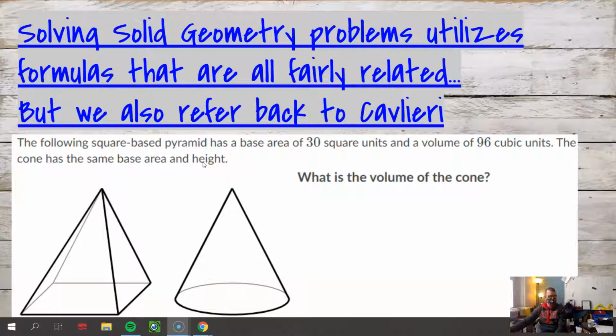Well, what relationship do we find between cones and pyramids? Okay, they both go to a point. That's an interesting one. I don't know that that matters right here, but that's an interesting one.